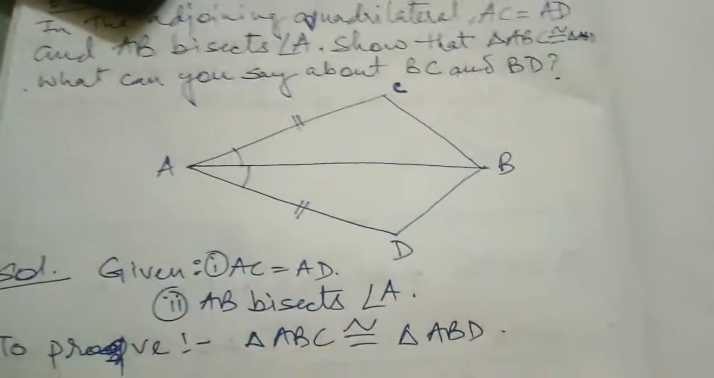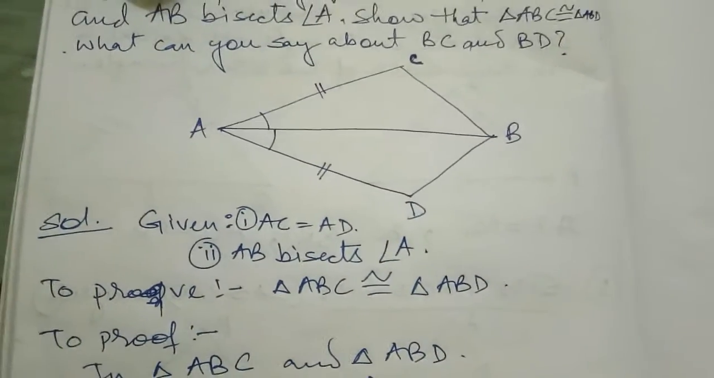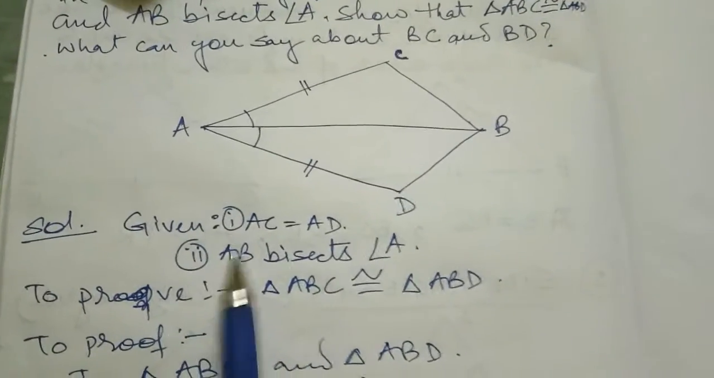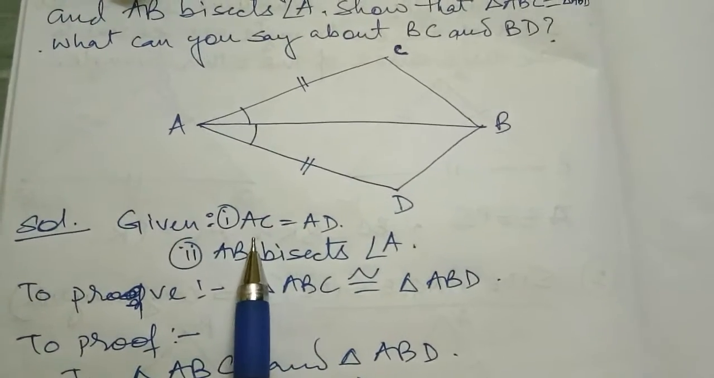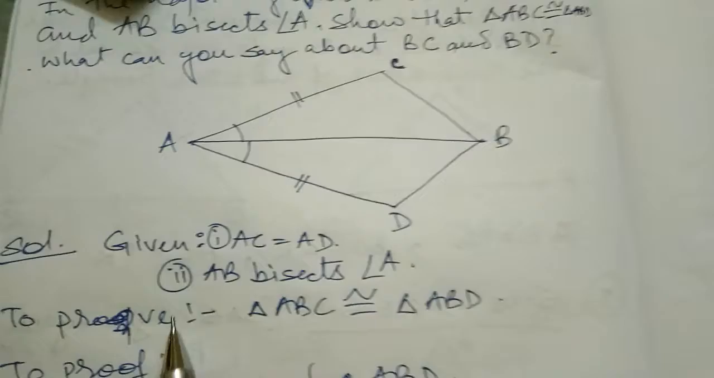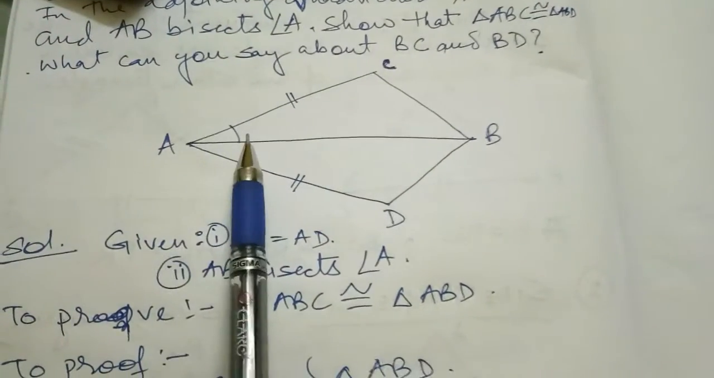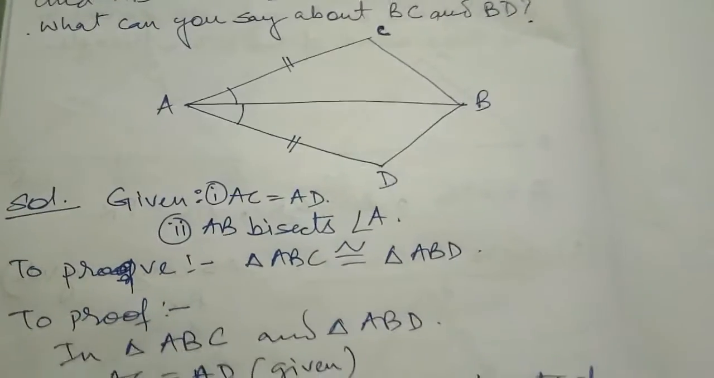See the format, how I am doing it, you have to do this way. First you write down the given. What is given in the question? AC equals AD. All are given in the question only. Now AB bisects angle A. That means this angle and this angle will also be equal.